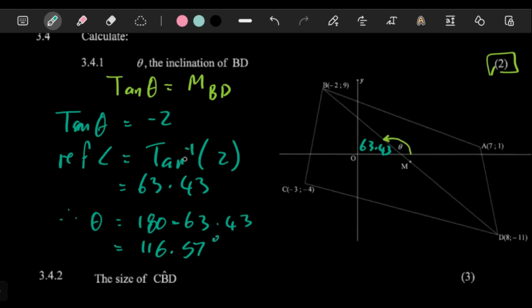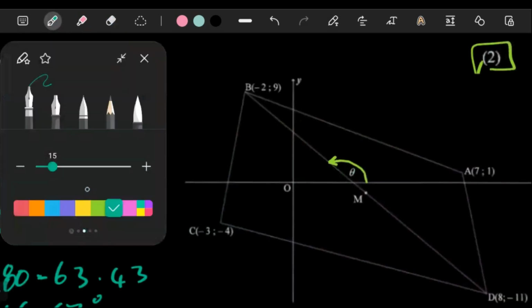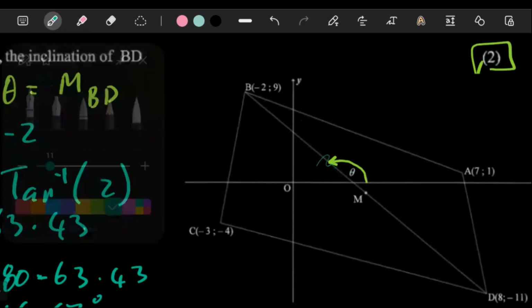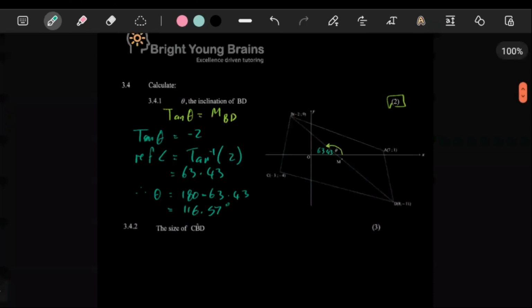So don't worry about the reduction formula and all that here. Just remember that you use this to observe and see what the value of theta could potentially be. You see. Anyways, moving on.